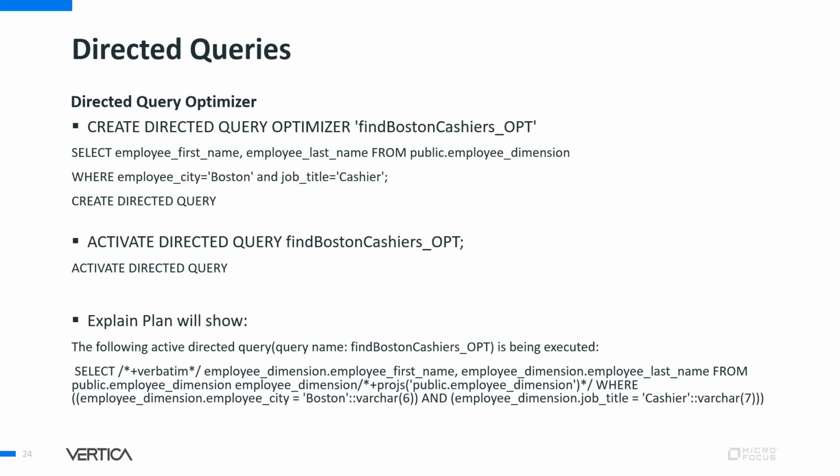Directed queries will store plans in a directed queries repository and call these stored plans when a matching query is executed. Example. Here we create a directed query optimizer called findBostonCashiers_opt. Then we specify the query, which is a simple query to a dimension table using the filters employee city Boston and job title cashier. Once it is created and saved, then you have to activate it by running ACTIVATE DIRECTED QUERY.